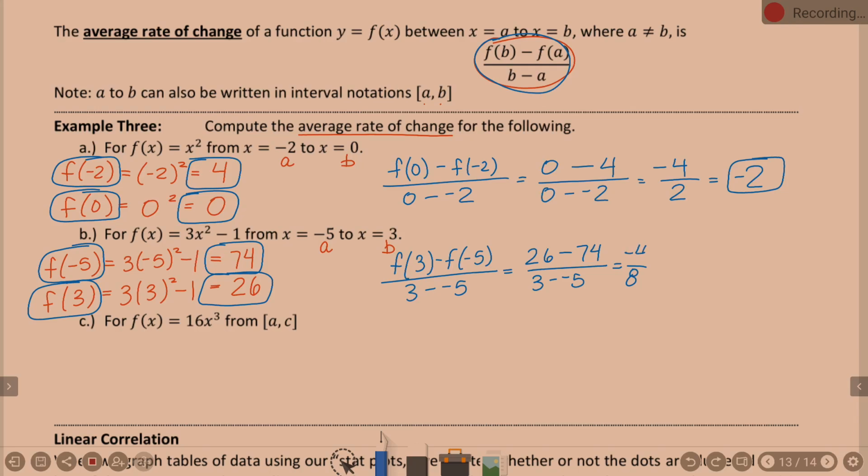Is it negative 48? I just flipped negative 5 and 3, but you get the same answer, as long as you flipped it top and bottom. Yeah. And negative 48 divided by 8 is negative 6. And that's the key. With a and b, it doesn't matter what you do first as long as you're consistent. Okay? So there we have negative 6.